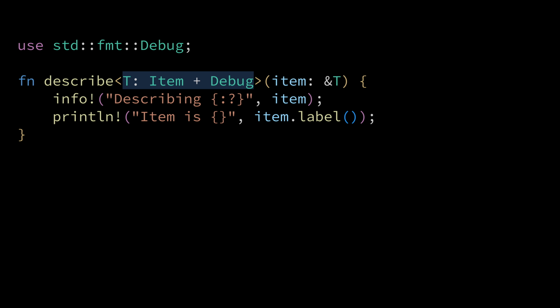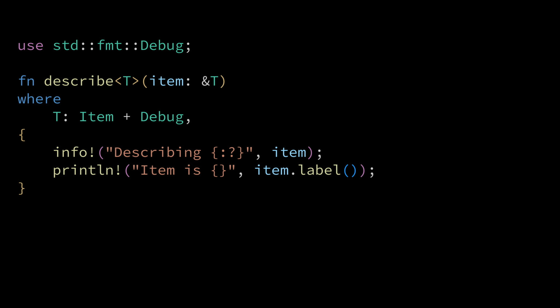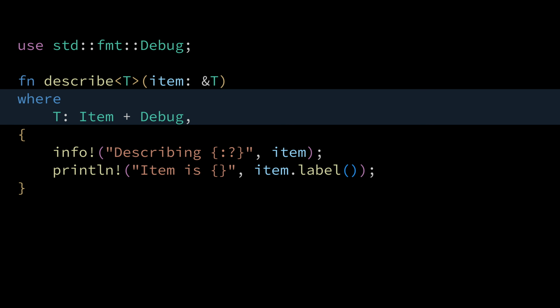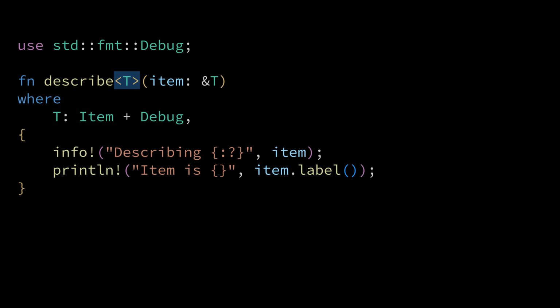The stuff in the angle brackets is starting to get a little bit long here, so we might prefer to use an alternative syntax with something called a where clause. The where clause goes just before the function body. So now in the angle brackets, we just declare the type parameter T, and then in the where clause, we write the trait bounds T: Item + Debug.